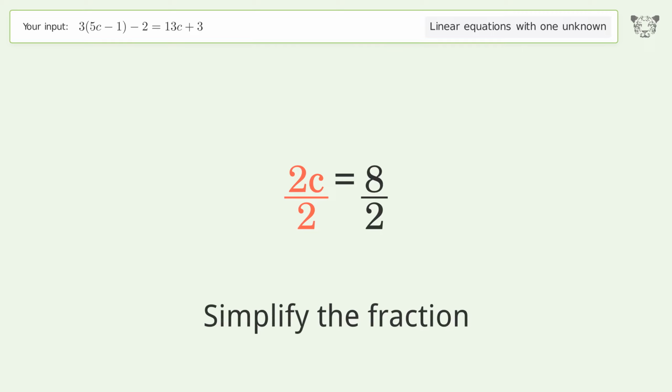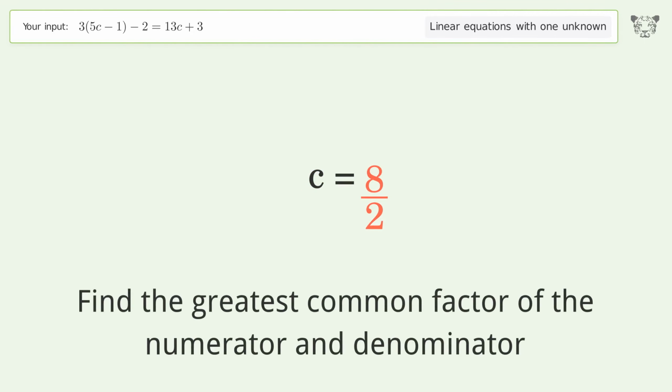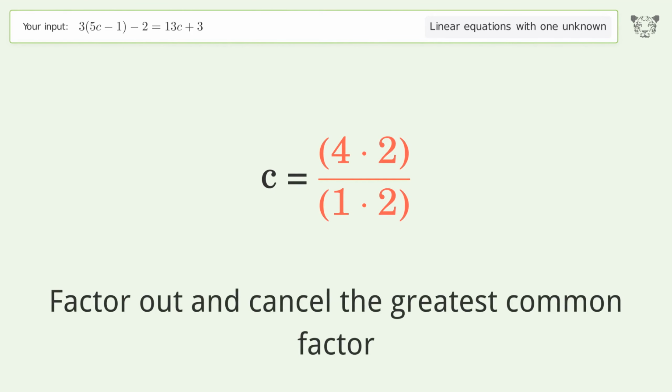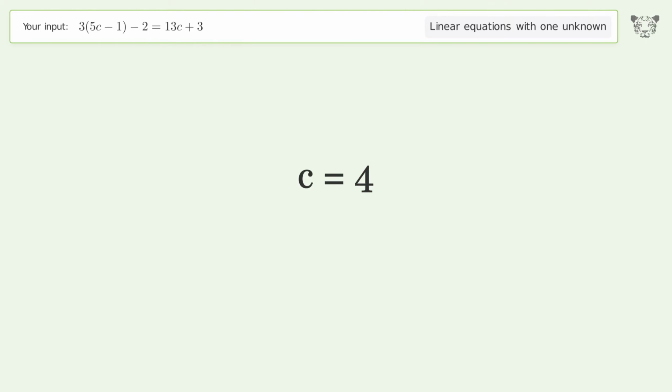Simplify the fraction. Find the greatest common factor of the numerator and denominator. Factor out and cancel the greatest common factor. And so the final result is c equals 4.